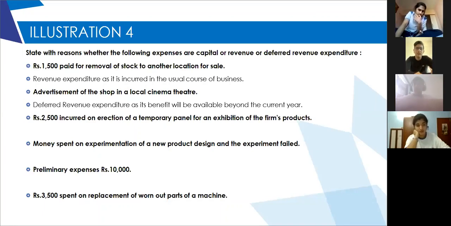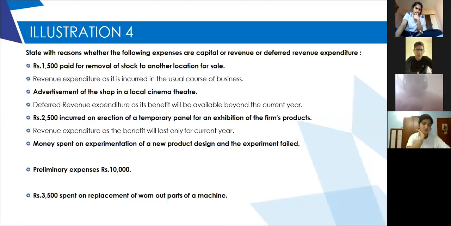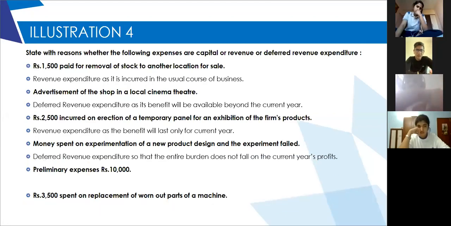Zara? Ma'am, revenue expenditure. Okay, good. Who's going to tell the next one? Money spent on experimentation of a new product design, but the experiment failed. Revenue. Capital. Okay, let's see the answer. Deferred revenue. Why? Because the benefit is earned in the later years. Yes, and the burden does not fall on the current year's profit.